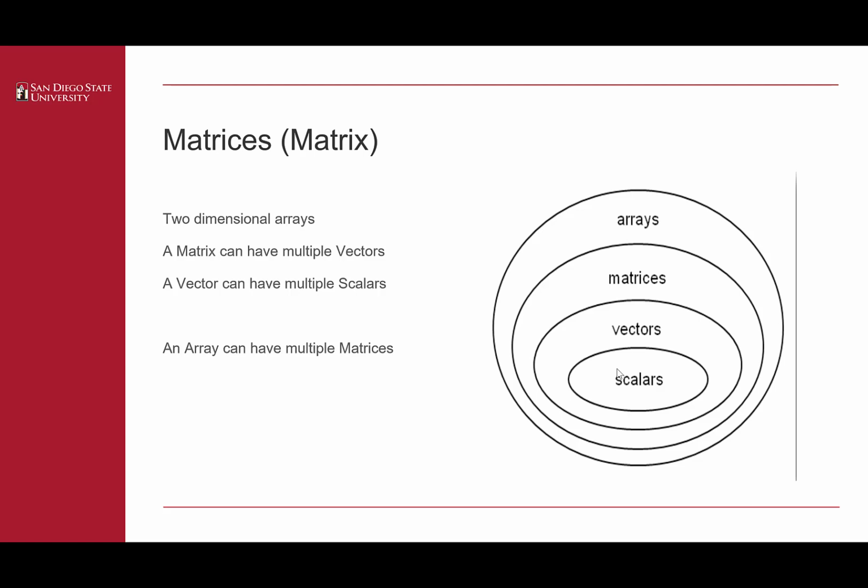And we have arrays, and arrays can have multiple matrices. How is that possible? For example, an array of matrices can have multiple matrices. We can create 5 matrices and combine those 5 matrices into an array. Let's see it in Matlab.